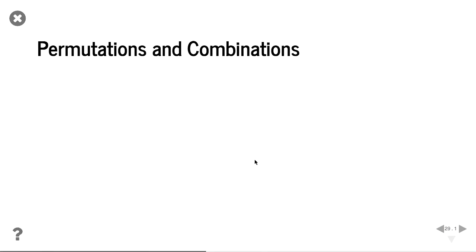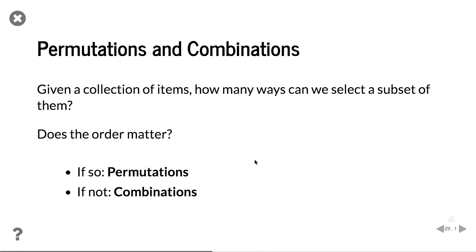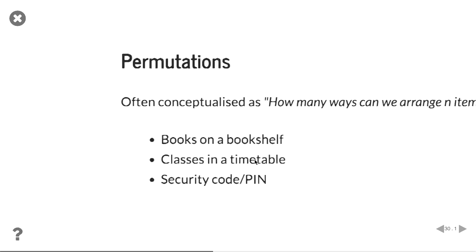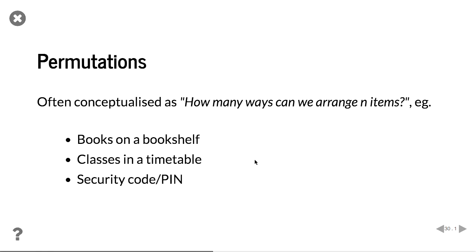So the bread and butter of combinatorics are permutations and combinations. So given a collection of items, how many ways can we select a subset of them? And does the order matter? If we care about how we're going to order them, it's permutations, otherwise combinations. So permutations often conceptualizes how many ways can we arrange n items. So this could be something like the books on our bookshelf, or classes in our timetable, or the numbers in our PIN code.